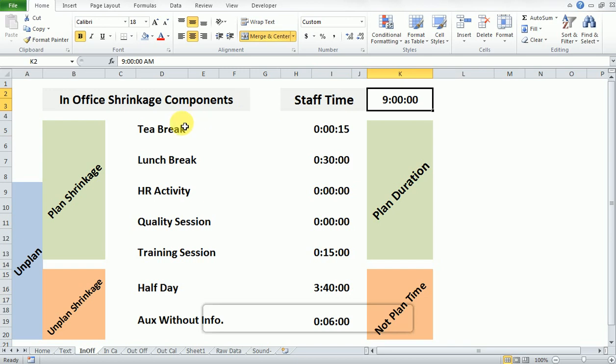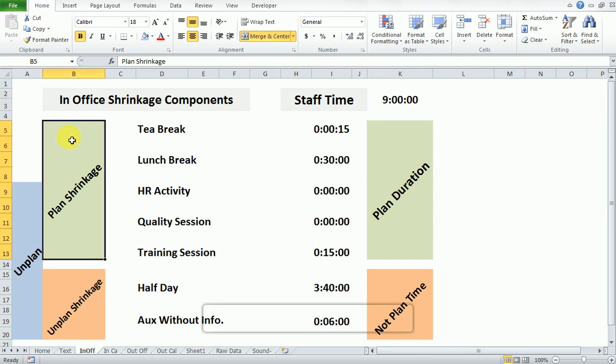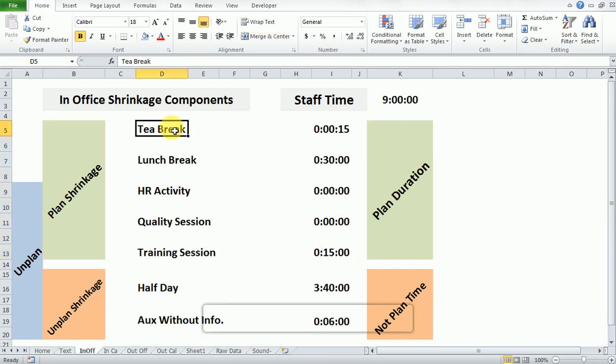So here I am trying to tell you about in office plan shrinkage. So what is plan shrinkage? Every day the candidate will take a tea break in the morning and an evening tea break. A lunch break will be taken by the candidate. It is definitely planned, so it is called plan shrinkage.